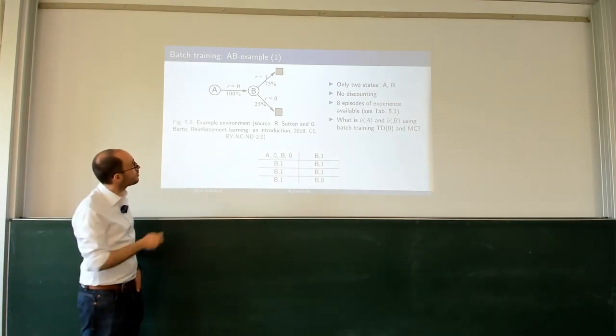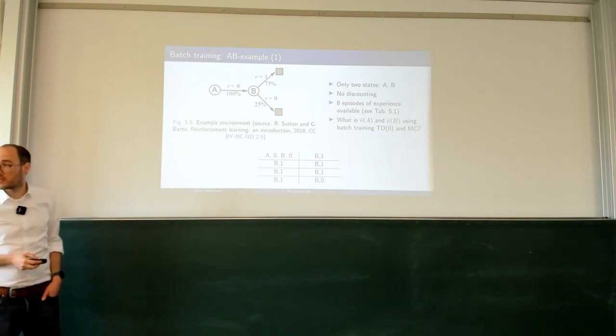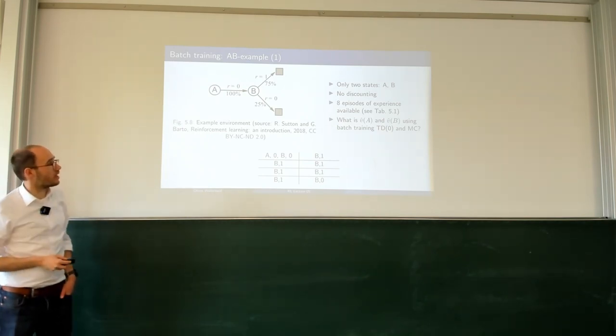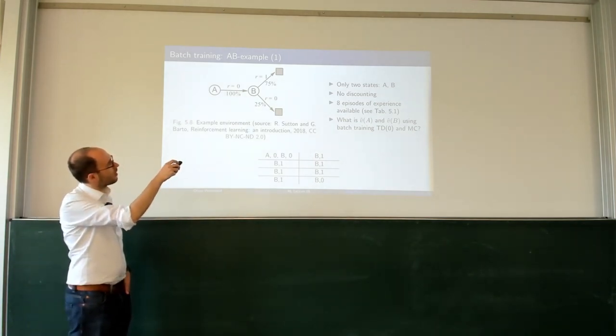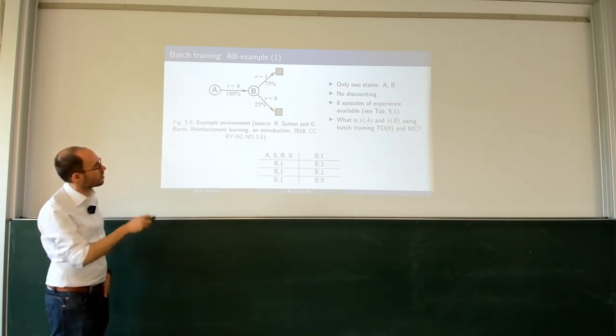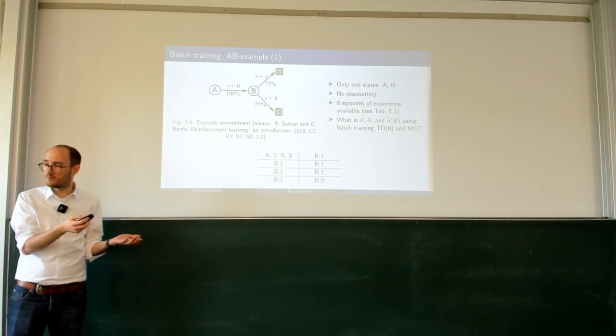which is a two-state MDP, very simple. So we have a state A. If you are in A, you will transit to the second state called B with 100% probability, and you will get a zero reward. And if you are in B, you automatically transit to one of the two terminal states. These square rectangles here are our terminal states. You transit with 75% probability to the upper one with a reward of 1 and 25% probability to the lower terminal state with reward 0. So that would be the MDP, right?